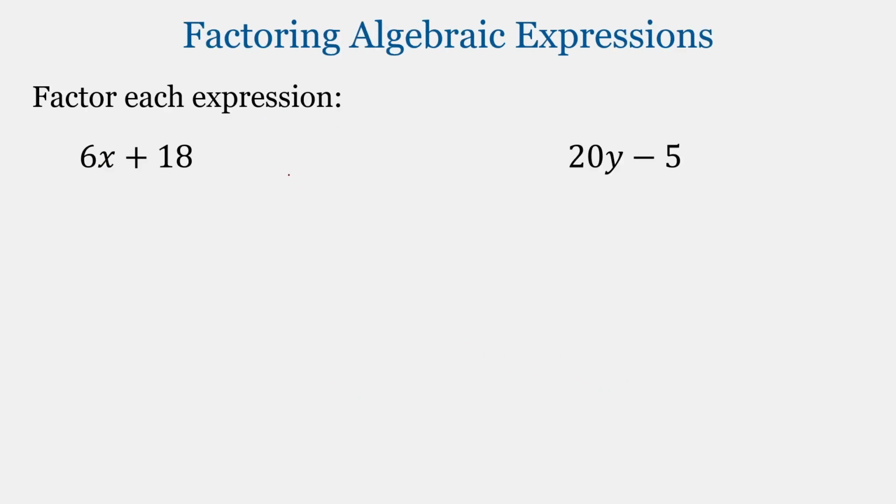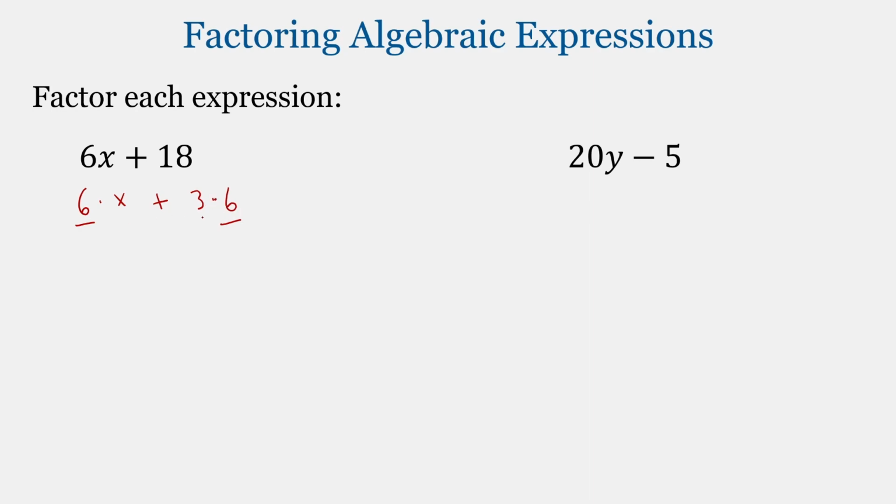Now using tiles can be nice sometimes, but it's not very practical. So let's practice factoring these by finding the greatest common factor. So to factor 6x, we have 6 times x plus, and then factoring 18, we can factor that as 3 times 6. There are other ways of factoring 18, but since I saw that I had a 6 here, and knowing that 6 is also a factor of 18, I chose to factor 18 with 3 times 6.